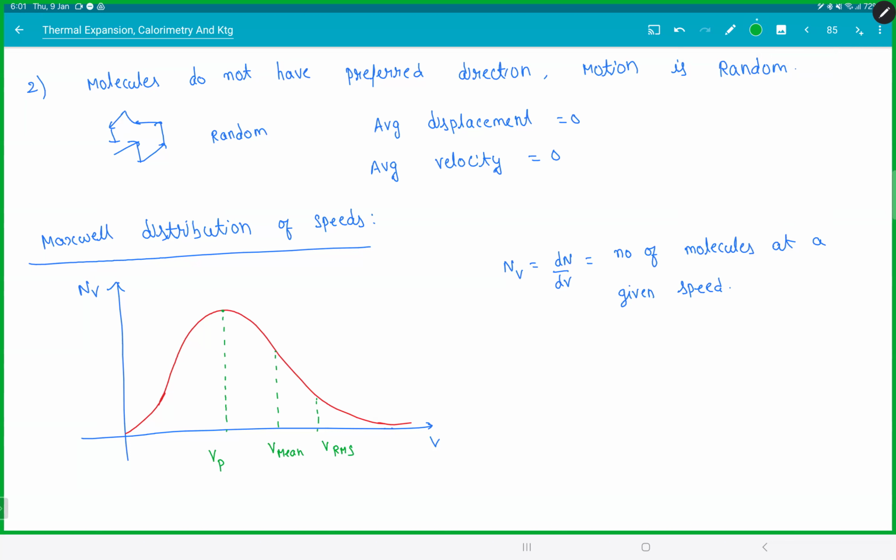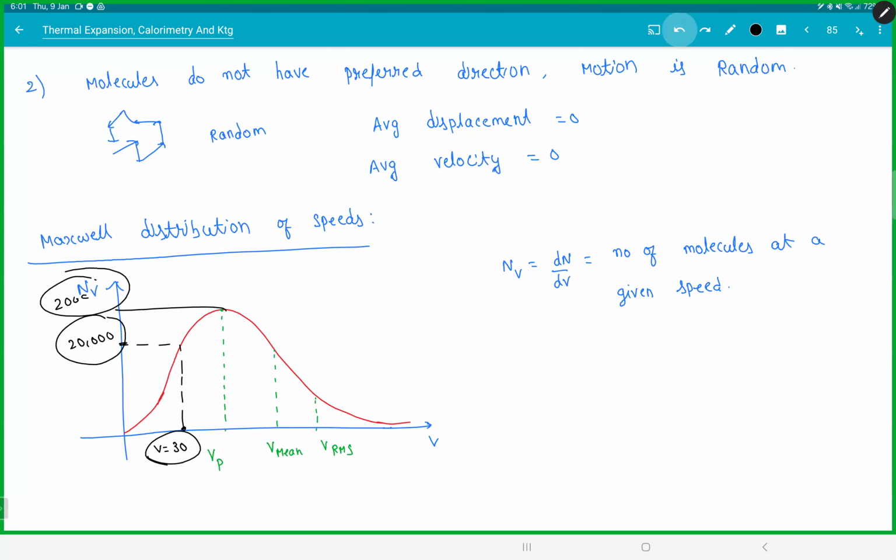What is the meaning of this graph? Example: if I take this point here, let's say this is 30, and this is 20,000. The meaning of the statement is this: there are 20,000 molecules with a speed of 30 meters per second. You get the meaning of the graph? For example, if this was 2 lakhs, there are 2 lakh molecules with a speed of, let's say, 60. So this graph gives you how many molecules there are at a given speed. On the x-axis you have the speed, and on the vertical axis you have the number of molecules at a given speed.